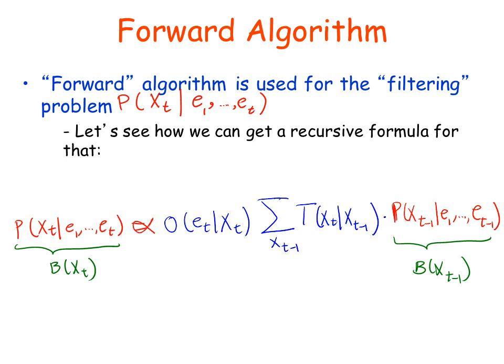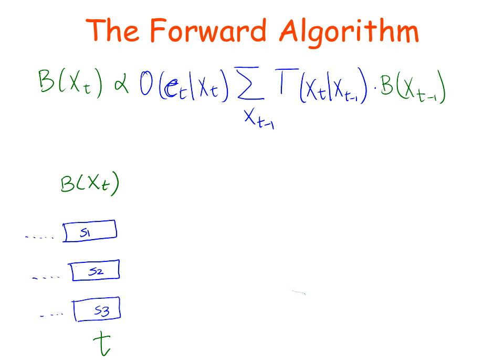If we denote p of xt given e1 to et by b of xt, or our belief about different states for time t, then p of xt minus 1 given e1 to et minus 1 is indeed b of xt minus 1, or equivalently our belief about different states for time t minus 1. This recursive formula suggests a dynamic programming algorithm for computing the belief about different states for a particular time step.